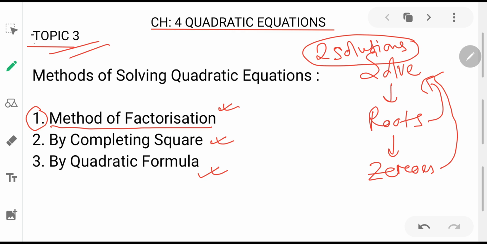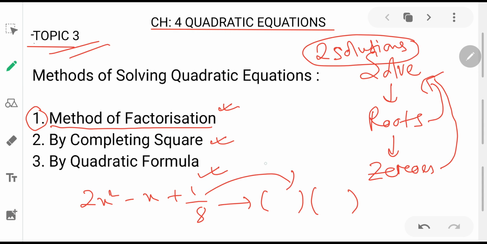So, what do we mean by factorization? Factorization means if you are given an equation, let us say in the form of 2x square minus x plus 1 by 8, and you can put it in the form of something into something, that means in the product form, then it is said that we have factorized this particular problem. So today we will be learning how to solve a quadratic equation using the method of factorization.